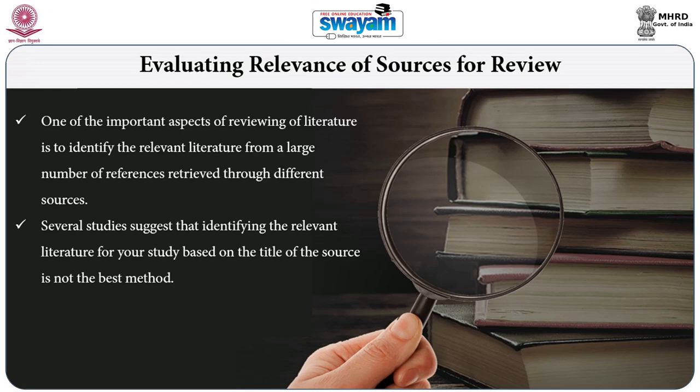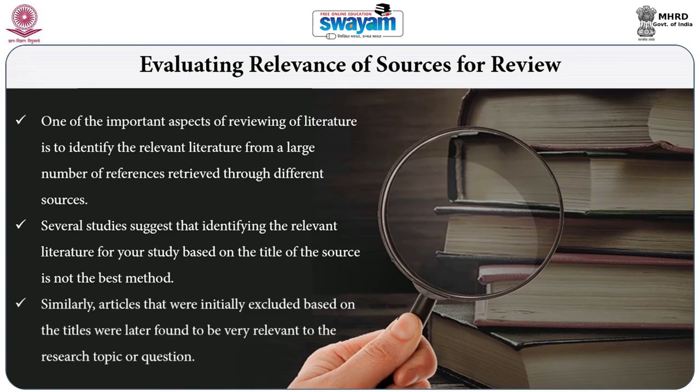Also, many studies suggest that sometimes, based on the title, we consider a paper a useful source for our review of literature, but after going through the detailed text, it is found to be irrelevant for that specific research topic. Similarly, articles that are sometimes excluded when we filter based on different criteria are also found to be relevant when we go through the full text of that specific paper.